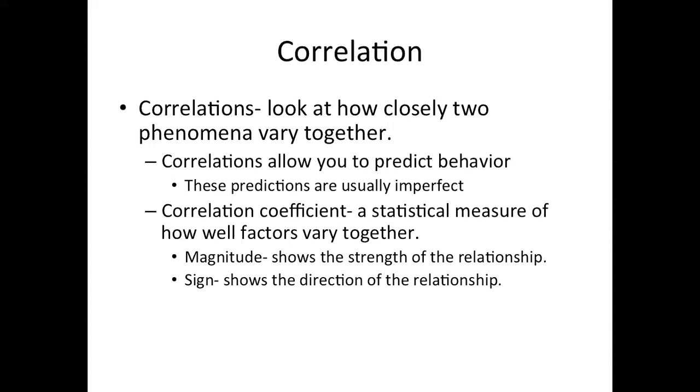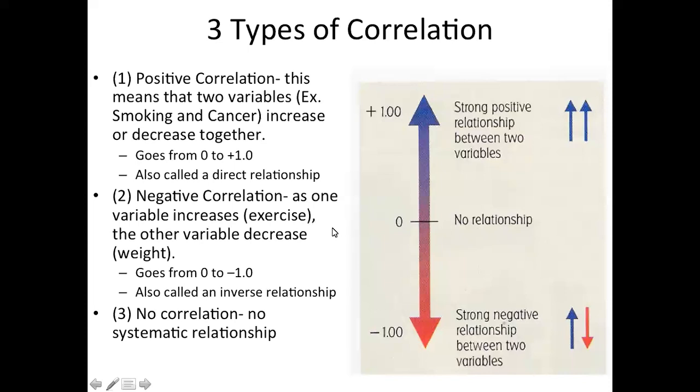Now, here's the deal. It is exceedingly rare that you get a perfect correlation of 1.0. And the only way you could predict with 100% accuracy is if you had a perfect correlation. So what I want you to understand is that while correlations allow you to predict, it's not with 100% accuracy typically. Usually it's imperfect prediction. So let's talk about it.